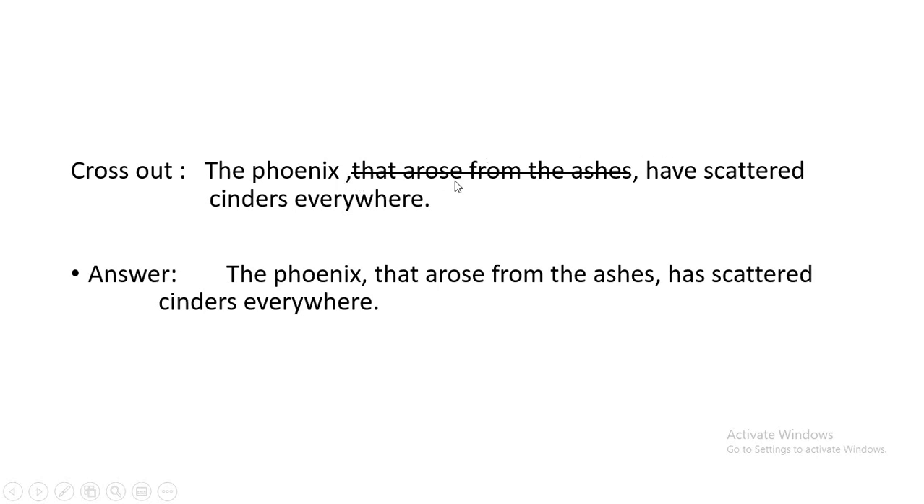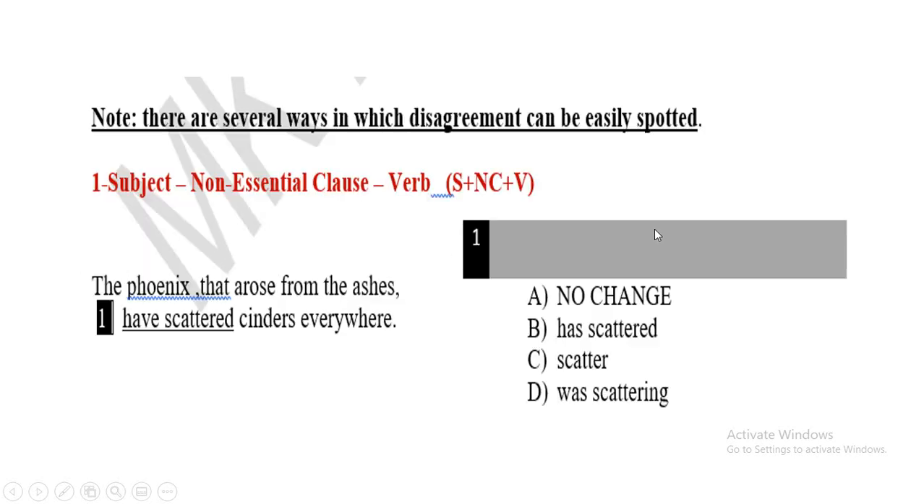Okay, so what are we going to do? We're just going to cross it out and disregard it in order to know where the subject and the verb are. Here you can easily spot that this is the subject, the phonics, and this is the verb, have. So let's ask ourselves: is phonics a singular or a plural subject? Phonics, of course, is singular. So the phonics has scattered, not have scattered. So the answer should be B.